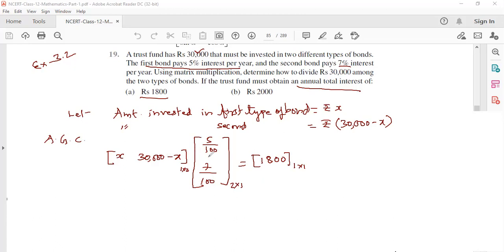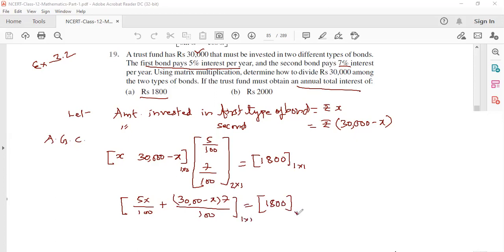So multiply first row, first column, finished. We only have to multiply first row, first column. We'll get the matrix one by one. So x into 5, 5x by 100, plus the second element, 30,000 minus x, into 7 by 100. So 7 by 100. This will be equal to 1,800. So now we got a one by one matrix here.